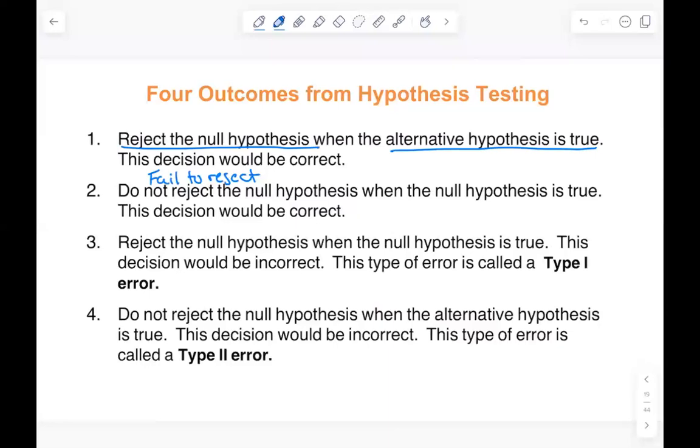So a type 1 error is when you reject the null hypothesis, but the null hypothesis is true. So if we have sufficient evidence to show that the null hypothesis is true, but we reject it anyway, that's a type 1 error. And then number 4, if we do not reject the null hypothesis when the alternative hypothesis is true, this is a type 2 error. So we have sufficient evidence to reject the null, but we don't reject the null. That's a type 2 error.